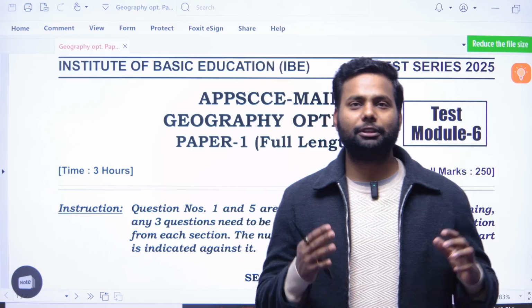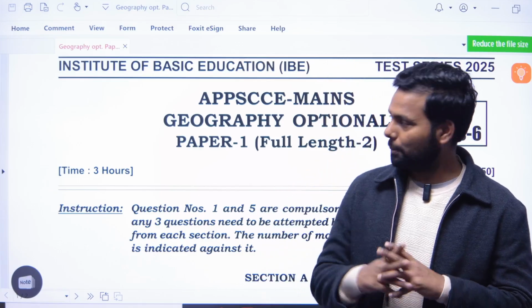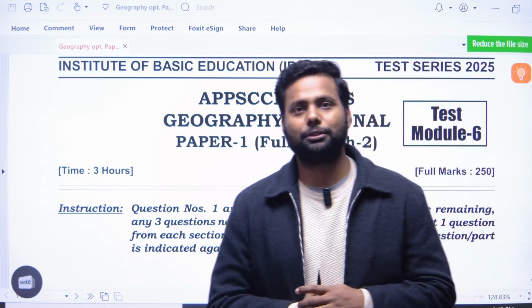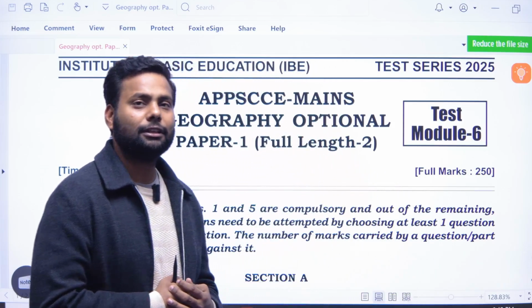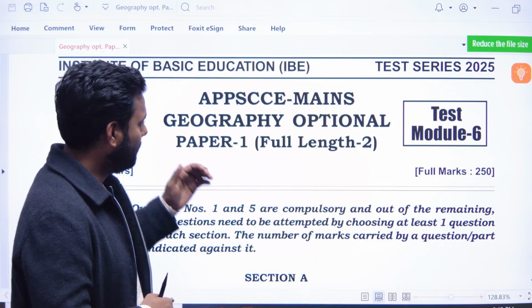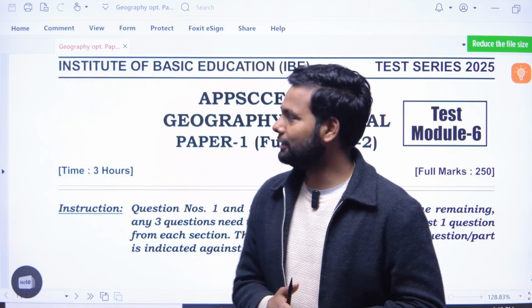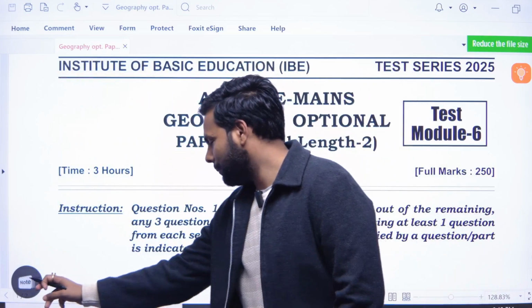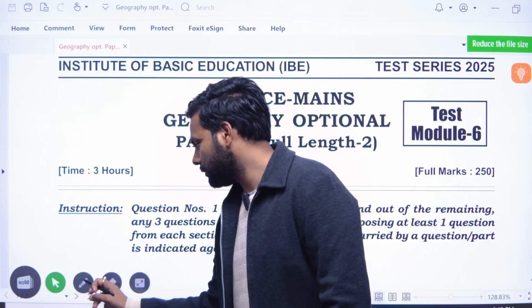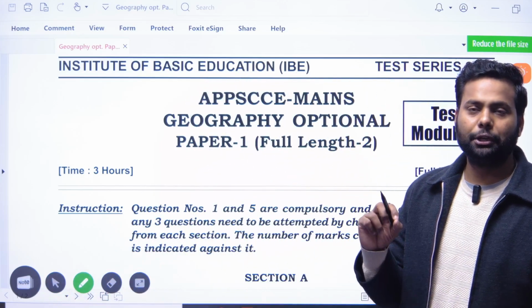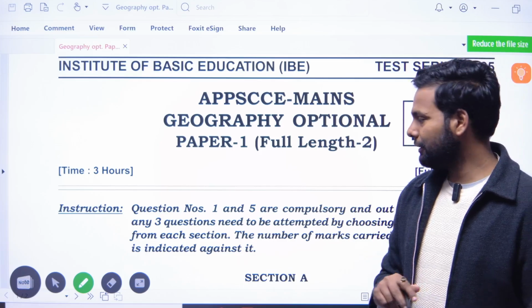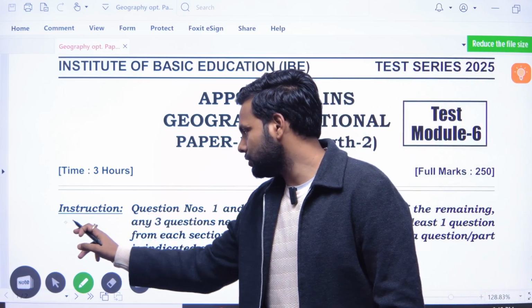Today we have come with the new session of the optional full length geography optional paper discussion. So without wasting any time, we come to the point. This is the optional second paper. How you can approach: before we discuss the paper, firstly you have to read the instructions properly.